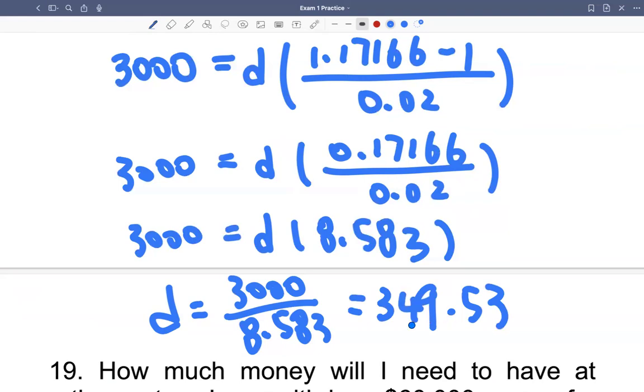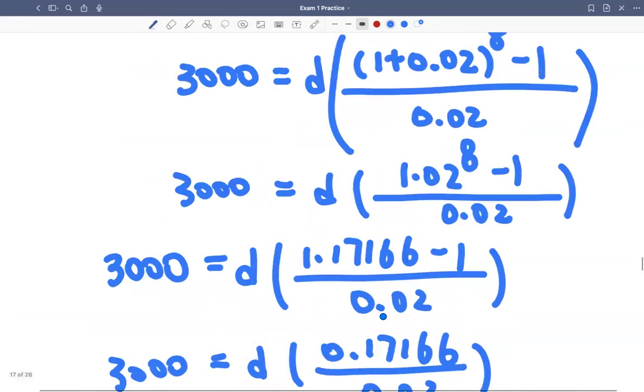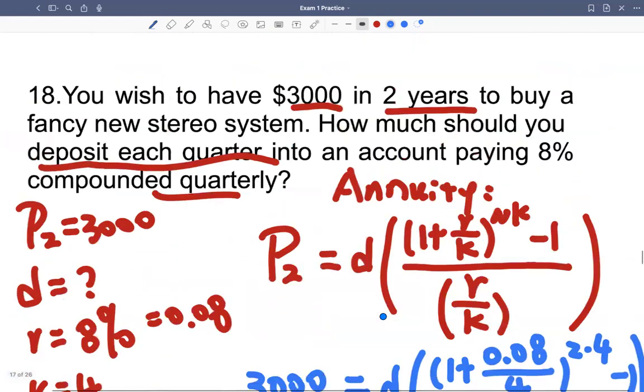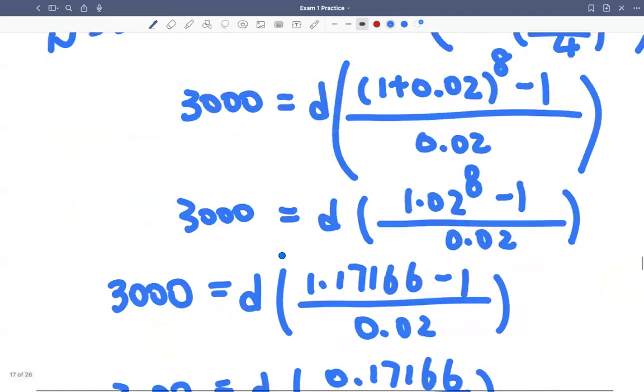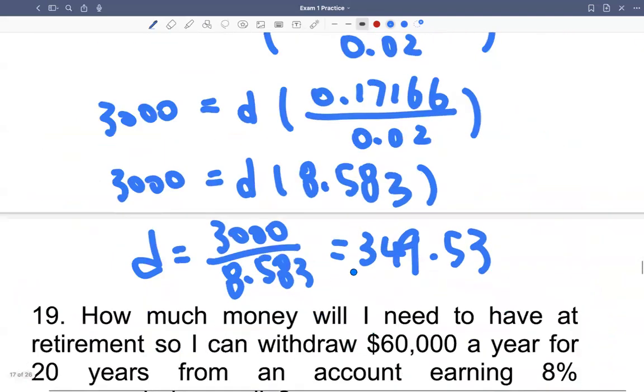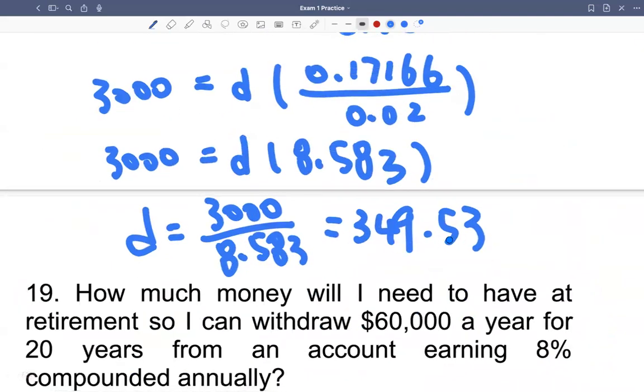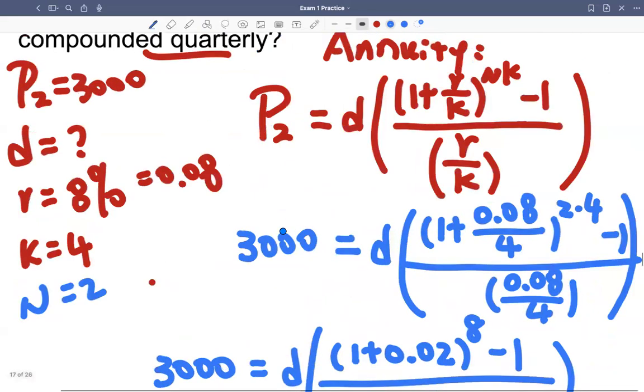So the deposit is $349.53. Let's go back to the question. In order for me to get $3,000 in 2 years, with an interest rate of 8% compounded quarterly in the account, I need to deposit $349.53 each quarter.